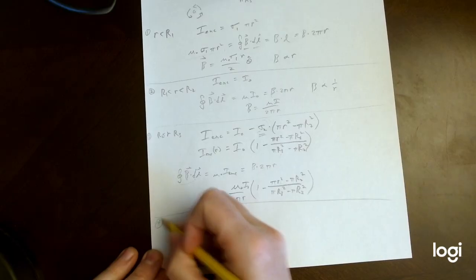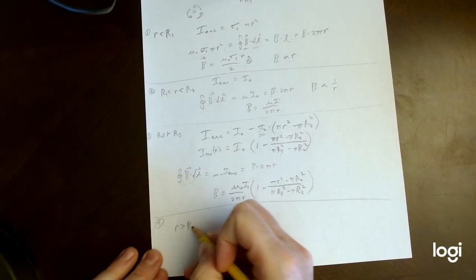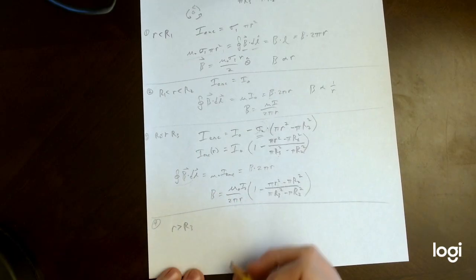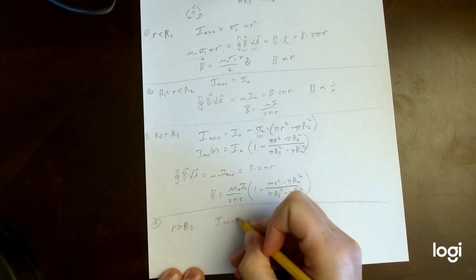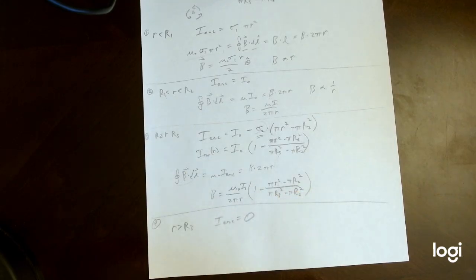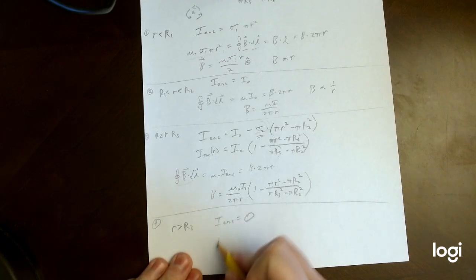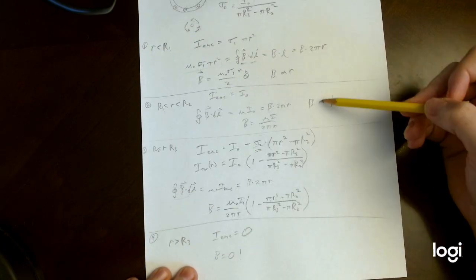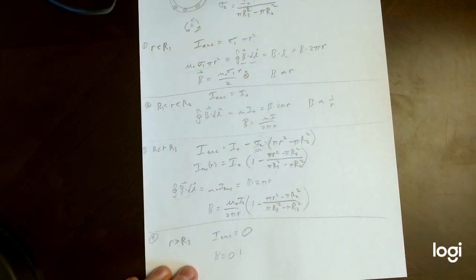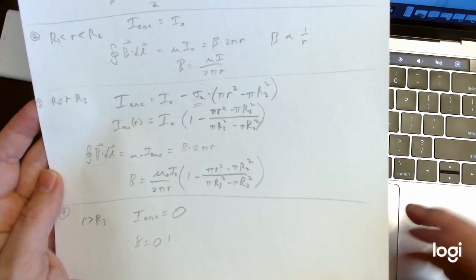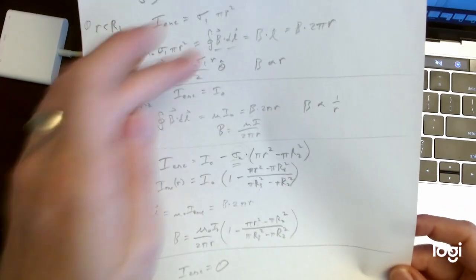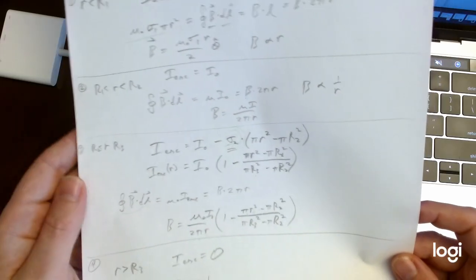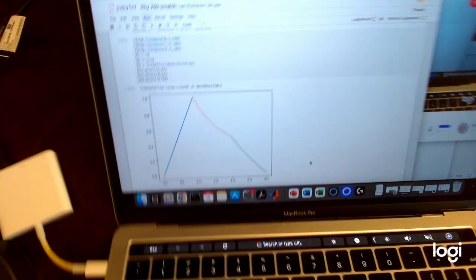The final region, though, is what if we have r greater than R3, and this one is extremely easy because I enclosed in this region is 0, and so as a result B equals 0 in this region. So we can see what the dependence is in each one of these different regimes. And then I just plotted these different regions. So here we have all these different expressions.